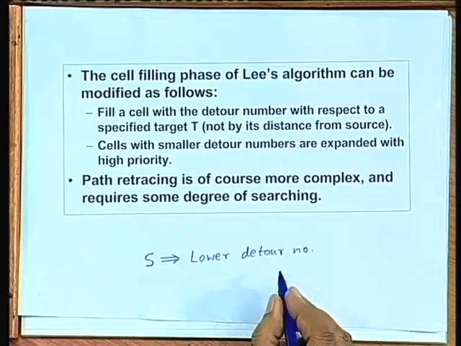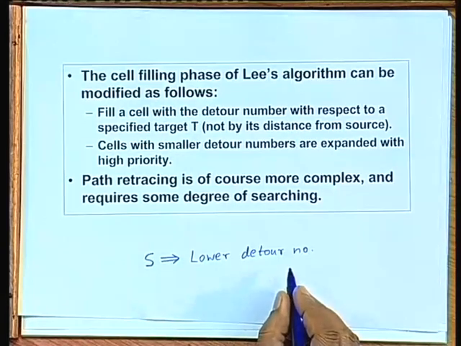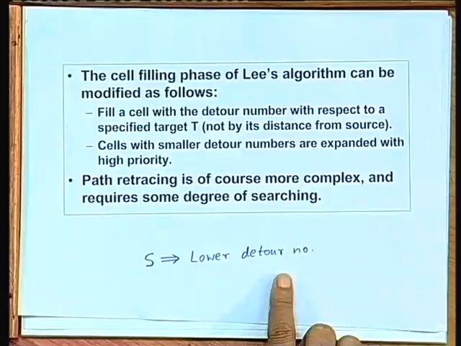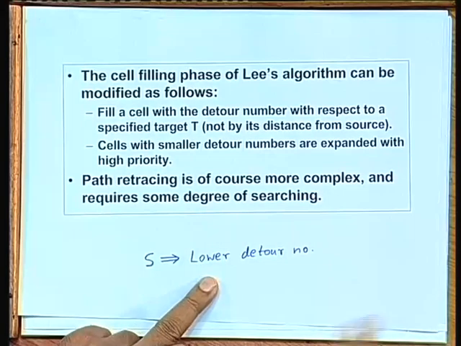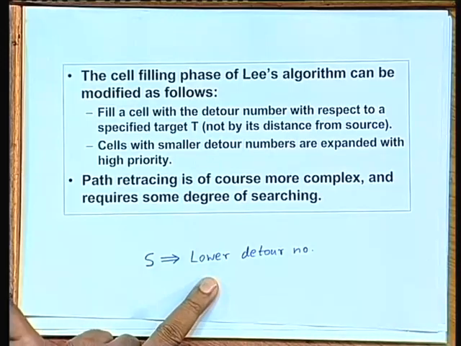The cells which are labeled with a lower value of detour number are the more desirable paths to the destination, possibly. So, here also we are doing some kind of a breadth first search, but it is a goal directed search. We are not doing a blind depth first search; we are labeling the cells by detour numbers, not by their distances from the source.